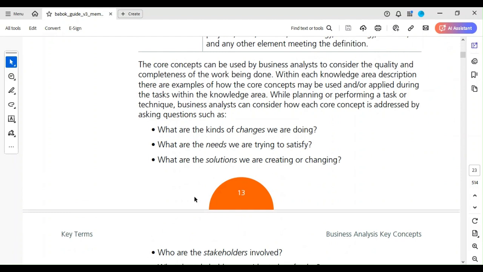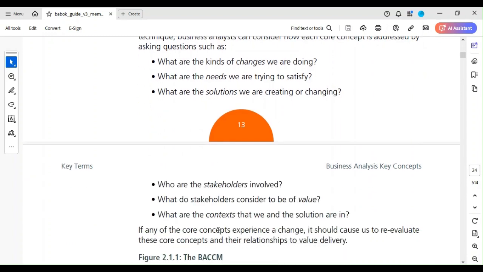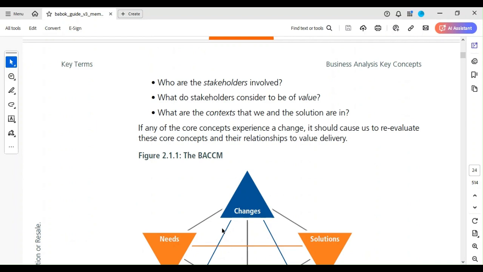Within each knowledge area description, there are examples of how the core concept may be used and or applied during the task within the knowledge area. Okay? While planning or performing a task or technique, business analysts can consider how each core concept is addressed by asking questions such as: what are the kinds of changes we are doing? What are the needs we are trying to satisfy? What are the solutions we are creating or changing? Who are the stakeholders involved? What do stakeholders consider to be of value? What are the contexts that we and the solution are in? Okay, so now it tells you as a business analyst, when you are doing your work, you ask yourself these questions. That is, you tie whatever you do back to the business analysis core concept model.